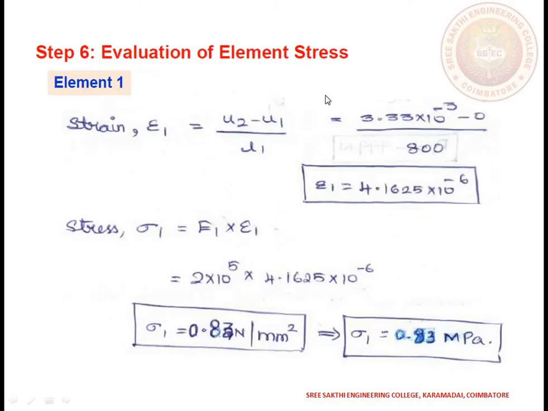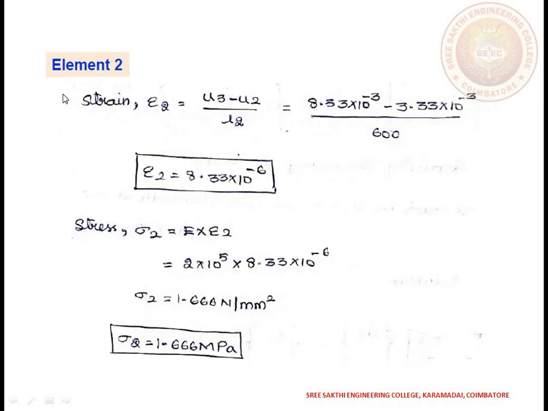Okay, the next is evaluation of element stress. How do you calculate this stress? We already solved that problem. The stress formula is sigma is equal to Young's modulus into strain. Strain is u2 minus u1 divided by L1. You know the u2 value we found here, substitute in this formula, and u1 is 0, divided by L1. Then Young's modulus value, you know that is 2 into 10 power 5, substitute here and find the values, that is 0.83 megapascal.